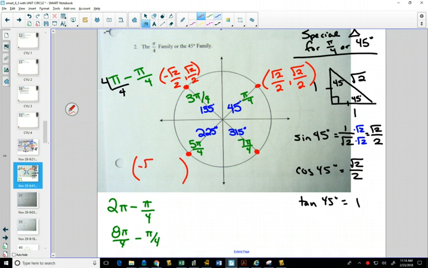So the values stay the same. But now they're both negative. And in quadrant 4, your x value will be positive, but your y value will be negative.